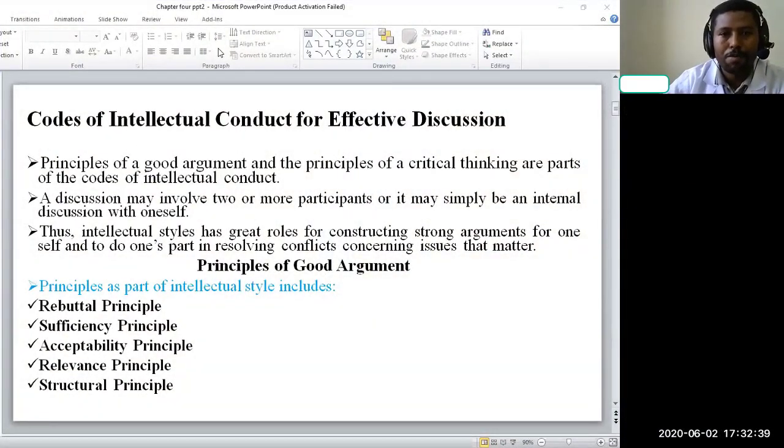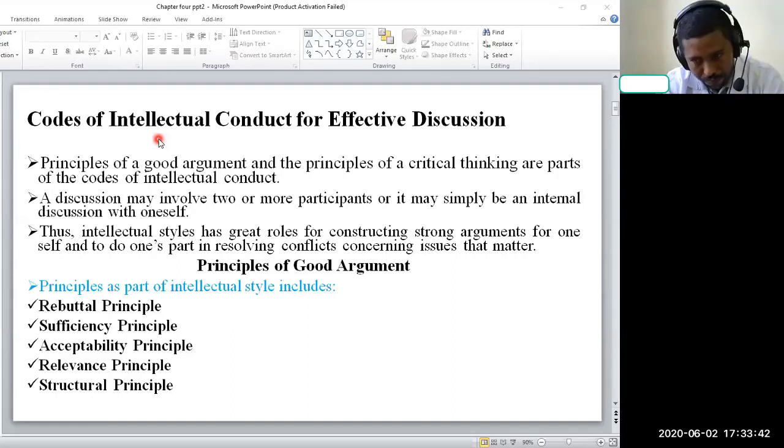As you can see from the screen, codes of intellectual conduct for effective discussion. These are important codes of conduct which are recommended for an intellectual to apply while in a discussion. So in order to make our discussion very effective and purposeful as intellectuals, we must understand and apply these codes of conduct. These are codes of conduct that you need to apply to make our discussion better and very effective and purposeful.